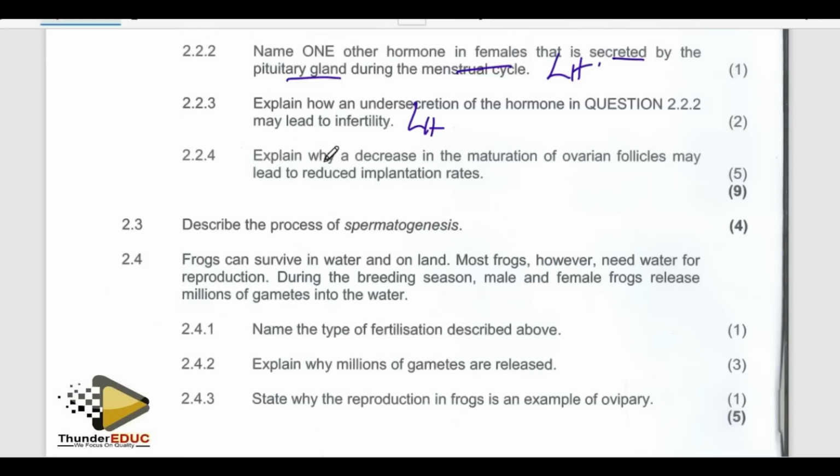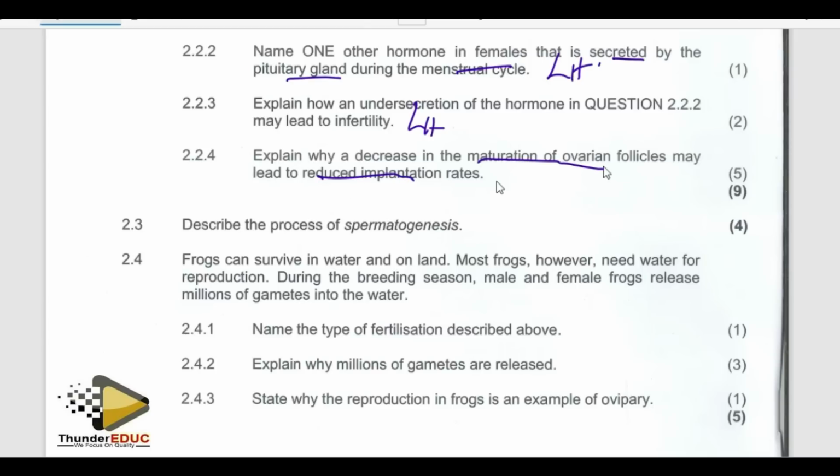Hundreds of times. Explain why decrease in the maturation of ovarian follicle may lead to reduced implantation rate. Here, there's a decrease in the maturation of the Graafian follicle. If the Graafian follicle does not mature, how does that lead to reduced implantation?